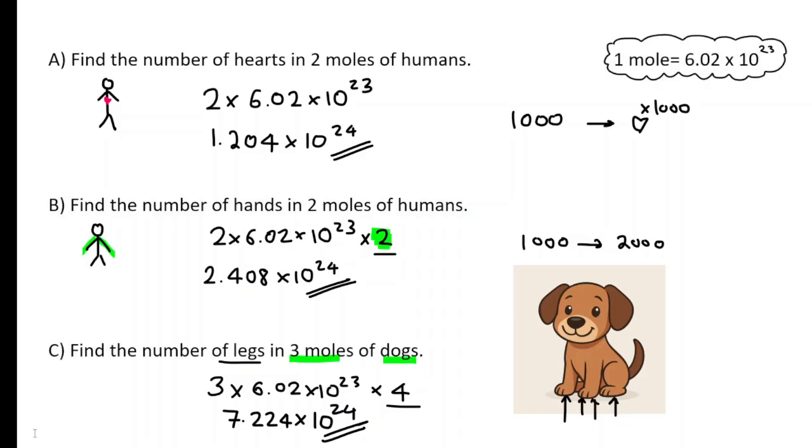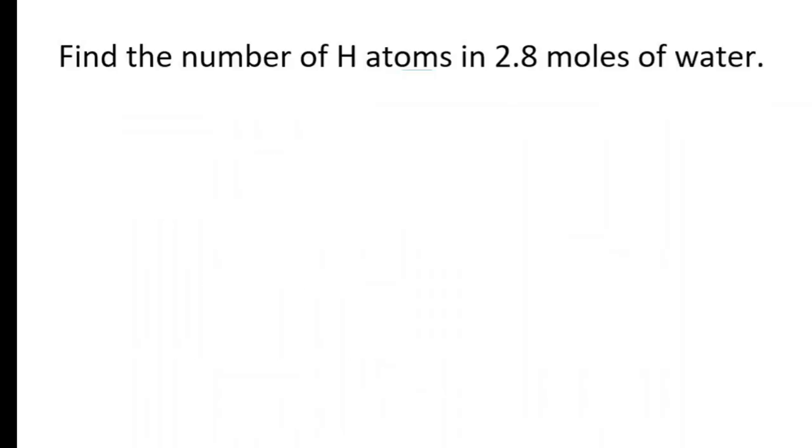Now, enough of humans and dog calculations with moles. Now let's become more realistic and go to some chemistry calculations. Here's an example. Let's have a look. Find the number of hydrogen atoms in 2.8 moles of water. 2.8 moles of water is 2.8 times the Avogadro's constant.